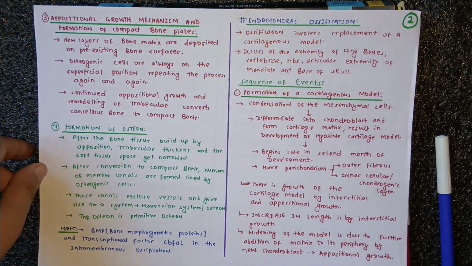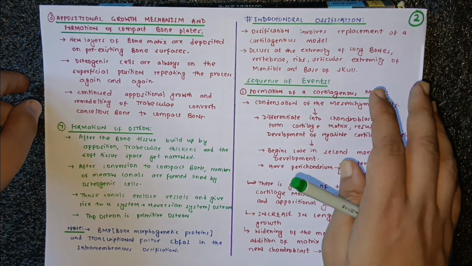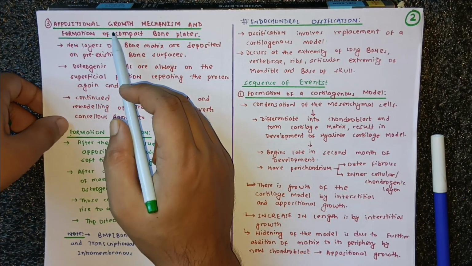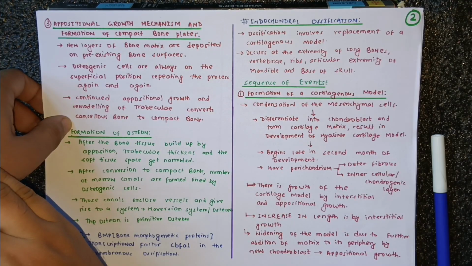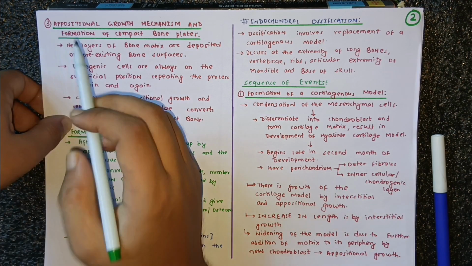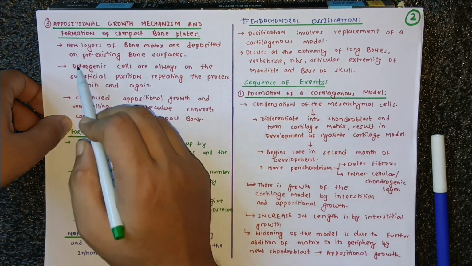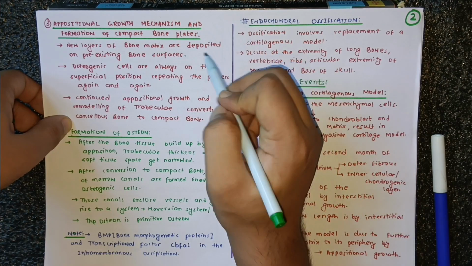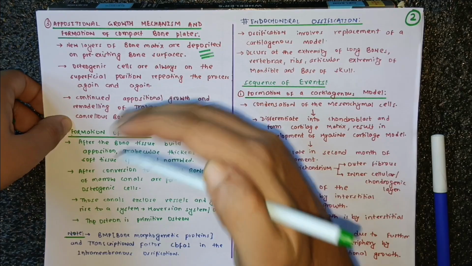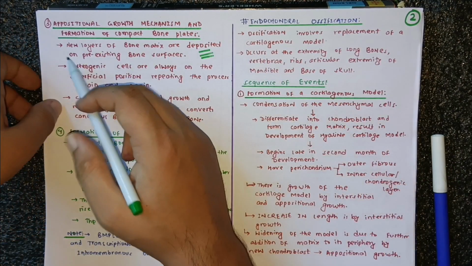After that, in our third step, we have the appositional growth mechanism and formation of the compact bone plates. Apposition we have discussed in the development of the teeth, under the physiological stages of tooth development. Similarly here, in the appositional growth mechanism, new layers of bone matrix are deposited on the pre-existing bone surface. The minerals are deposited in layers, one layer, after that another layer, after that another layer. So we can see the layers there.